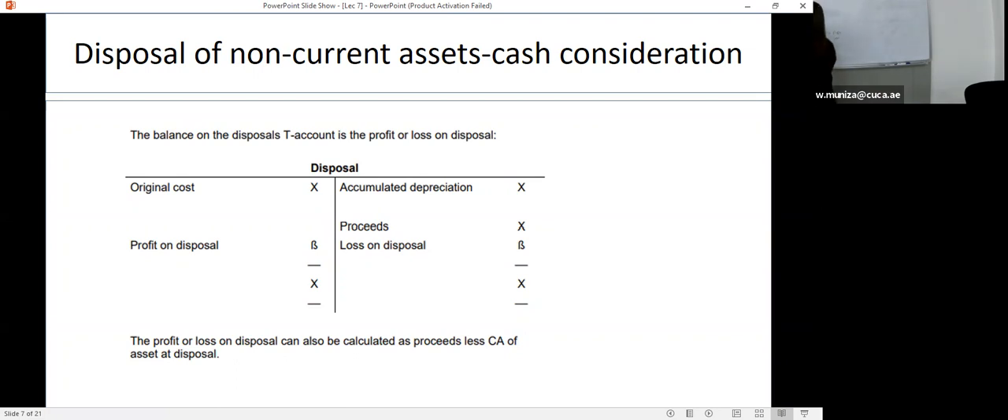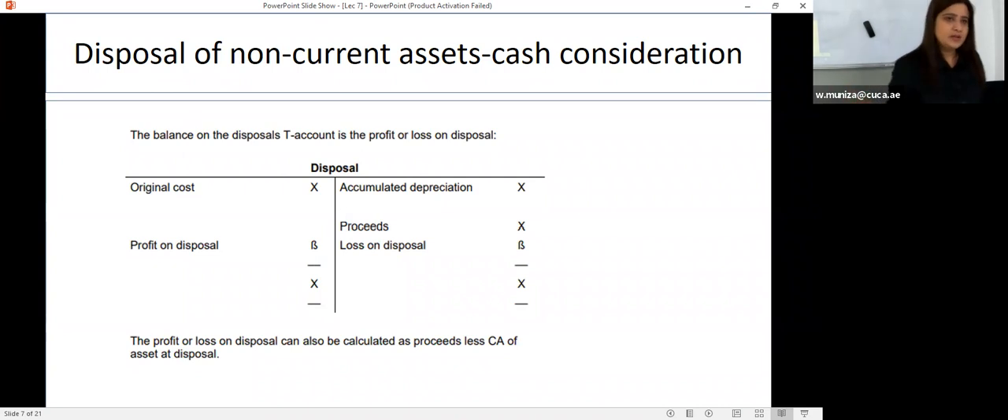In order to calculate the profit or loss on disposal, we are going to make the disposal account in this manner. You can see on the debit side, we do have cost. Credit side, we have accumulated depreciation. We are going to record the sale proceeds. If it is giving a debit balance, it's a loss on disposal. If it is giving a credit balance, it is profit on disposal. So the profit or loss on disposal can be calculated as proceeds less carrying amount of asset at disposal. Whenever we are selling an asset, we are going to compare two values: carrying amount of an asset at its disposal date and its sale proceeds.